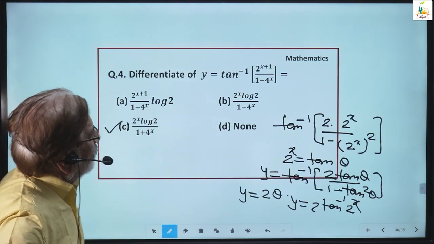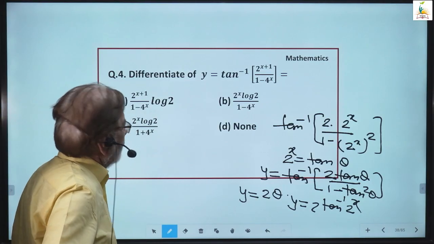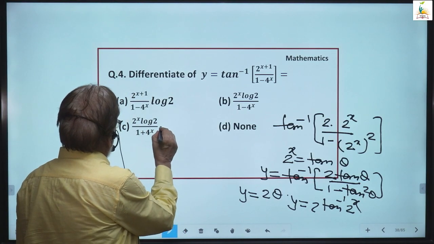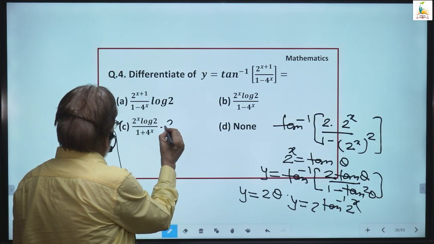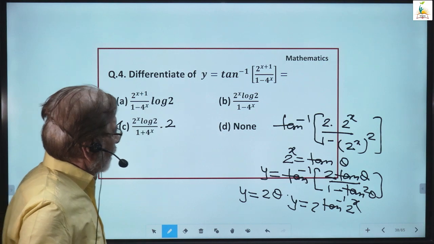2 into 2 raised to x plus 1 will come. So 2 raised to x plus 1 into 2. This will be the answer.